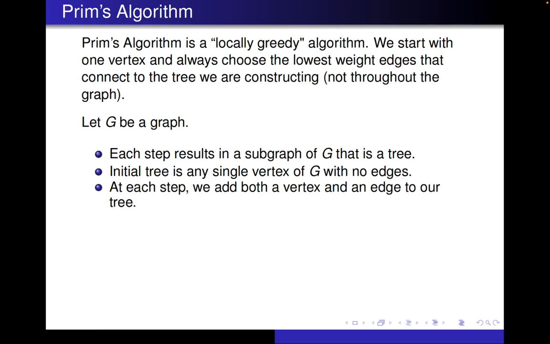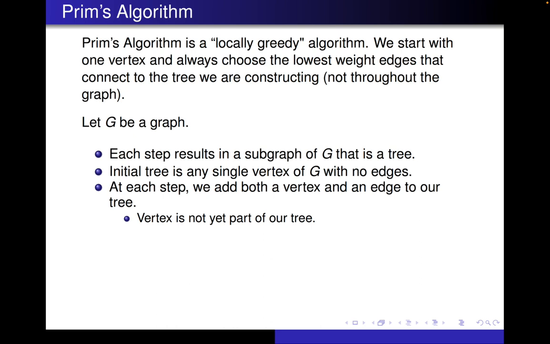So what we're going to do at each step is we're going to add both a vertex and an edge to our tree. So this is a little bit different. Before we just added edges because we didn't have to worry about getting new vertices. But since we're only starting with one vertex, not only do we have to add edges to our spanning tree, but we also have to add vertices. And we're going to do it in the following way.